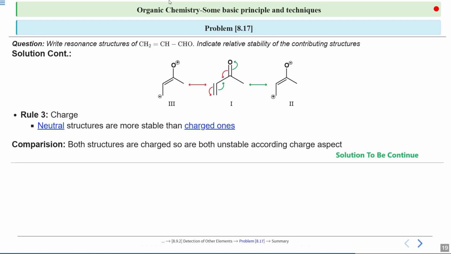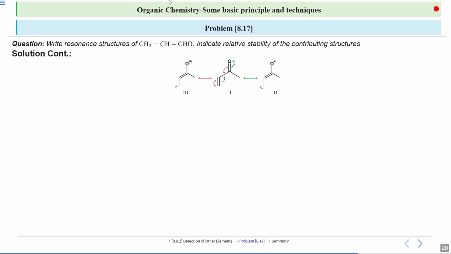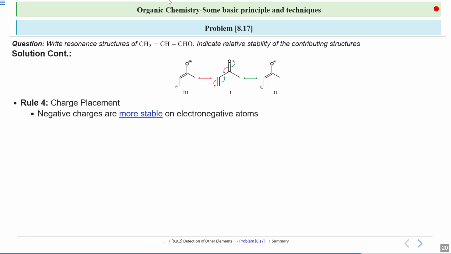Now moving on to the next rule, we have rule number 4. We are comparing 2 and 3, because 1 is already the most stable one. Rule number 4 is about the placement of the charge. Remember, negative charges are more stable when they are on electronegative atoms. This is because an electronegative atom stabilizes the extra electron, whereas positive charges are more stable on the electropositive atom.